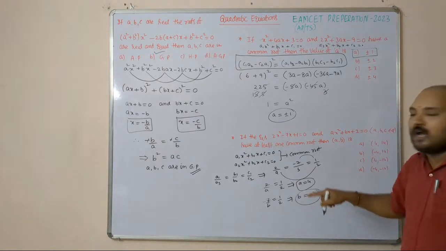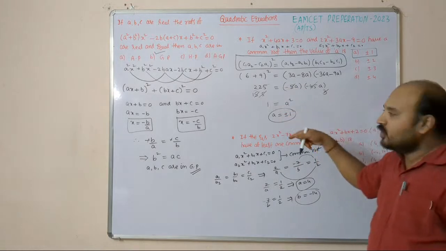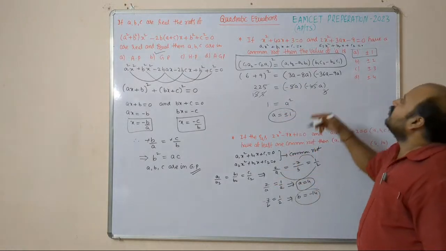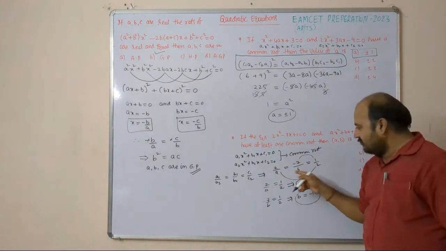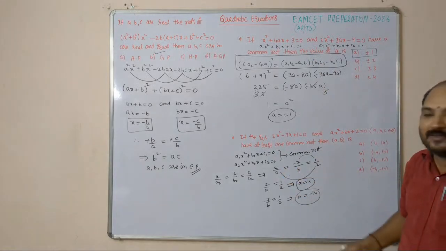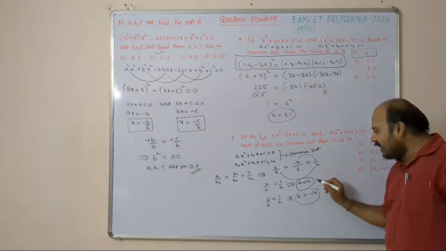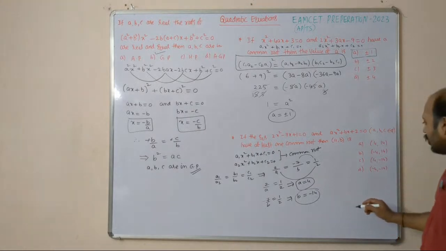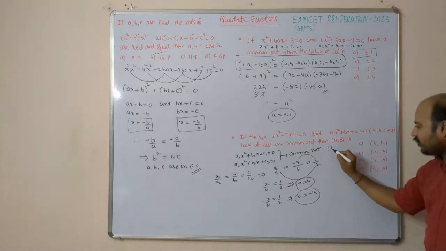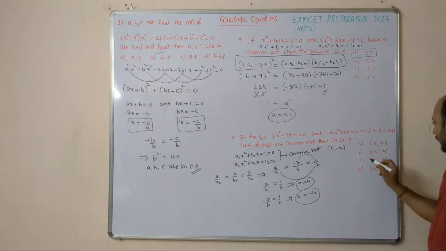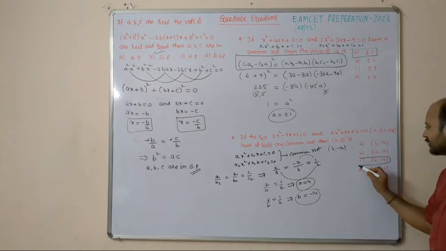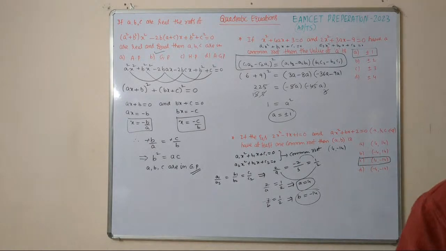Sir, why can't we apply the other formula in this? If we apply this property, you will get both unknown values here. That is the reason. So a value is 4, b value is minus 14. So a comma b they are asking, 4 comma minus 14. It is there in the third option, dear students. I hope you understand. We will move on to another set of questions.